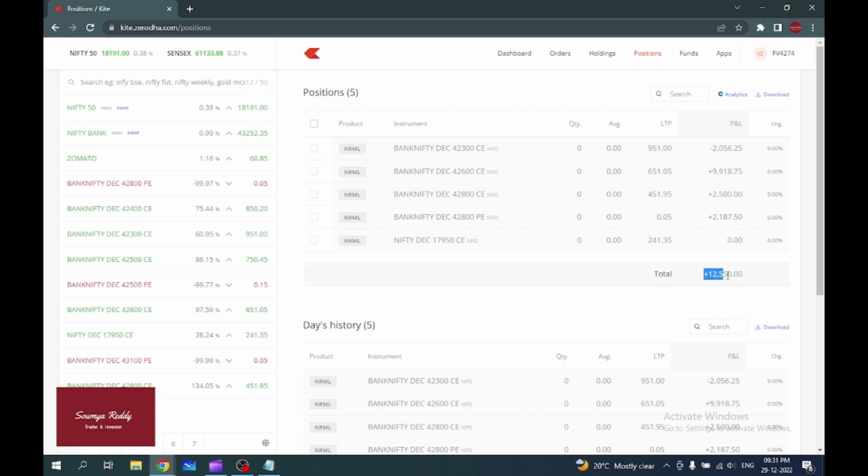Today I am going to show you how I made 12,500 rupees profit on a capital of 1 lakh by just trading 10 lots. If you see here, I have made one small loss. Other than that, I have made a profit in all the other trades that I have taken. I have made 9,000, then 2,000, 2,000. So overall I have made 12,000 rupees on a capital of just 1 lakh, which is 12%. Now let's get into the chart and see how I made this profit.